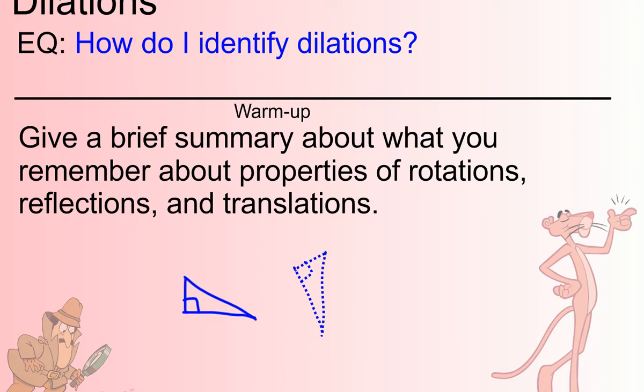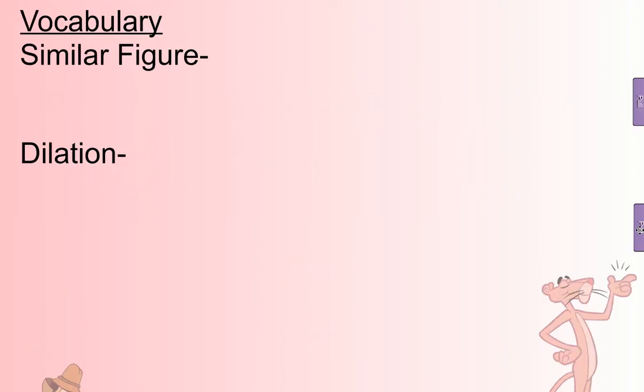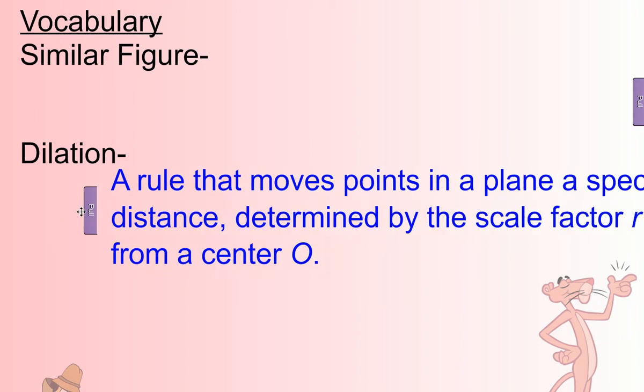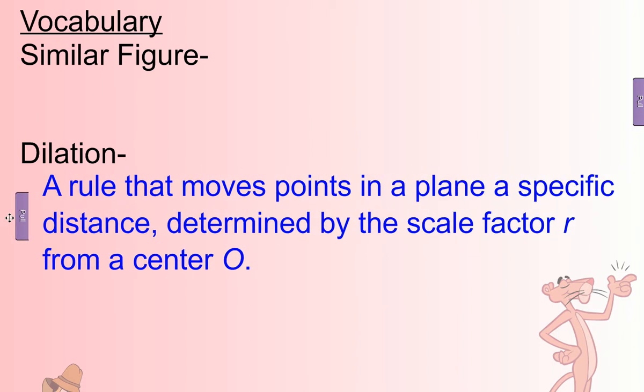In today's lesson we're talking about dilations. So we'll start here. A dilation is a rule that moves points in a plane a specific distance, determined by the scale factor r from a center O. It doesn't make much sense now. It'll make more sense when we start seeing some examples, but for now, just copy it down.